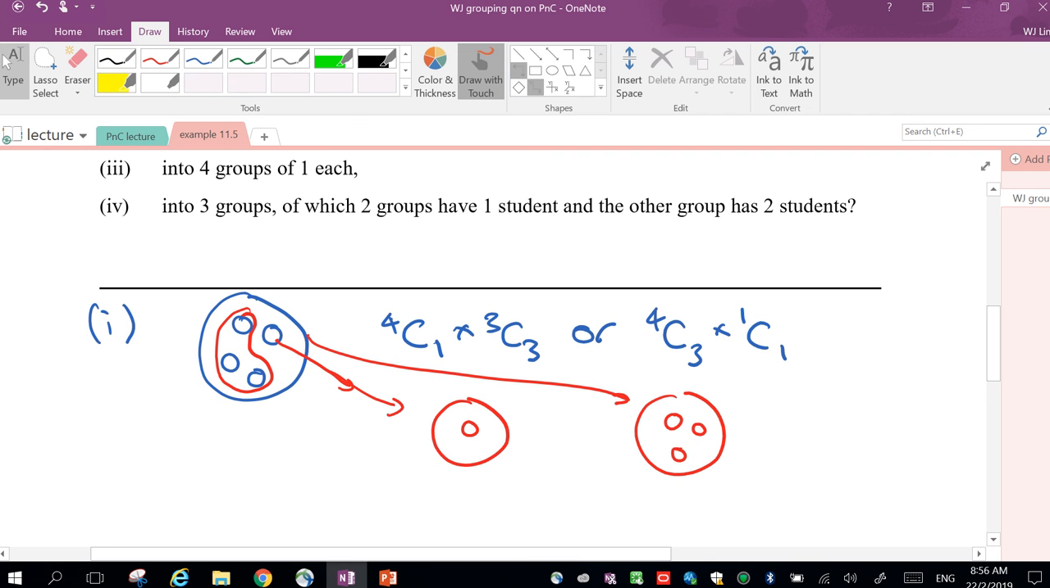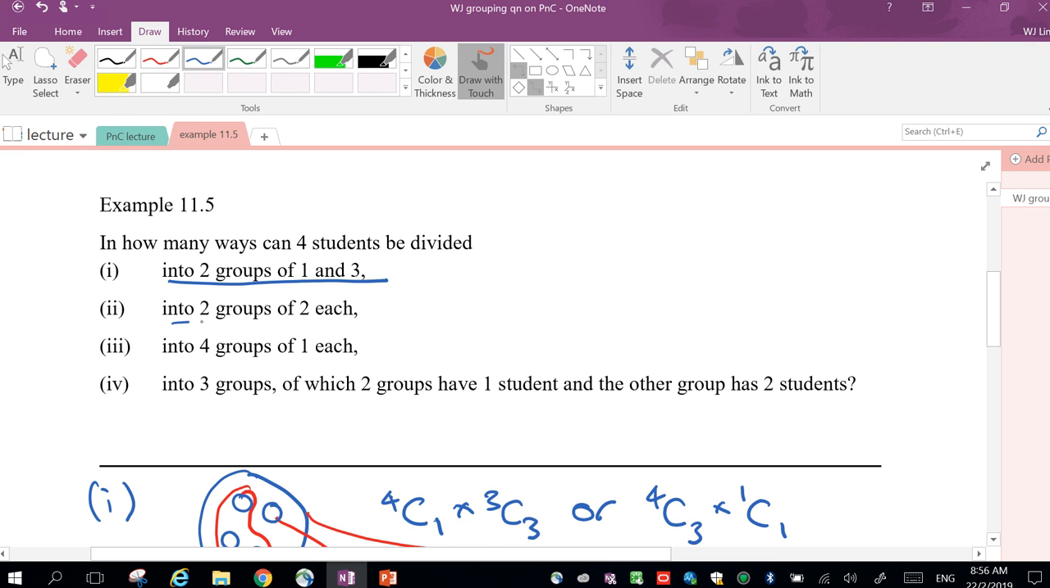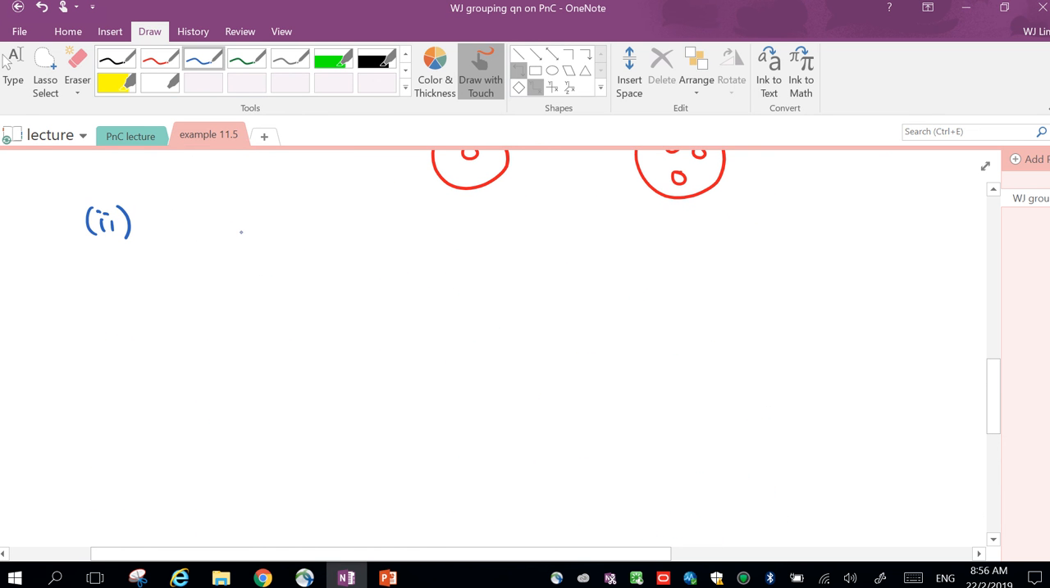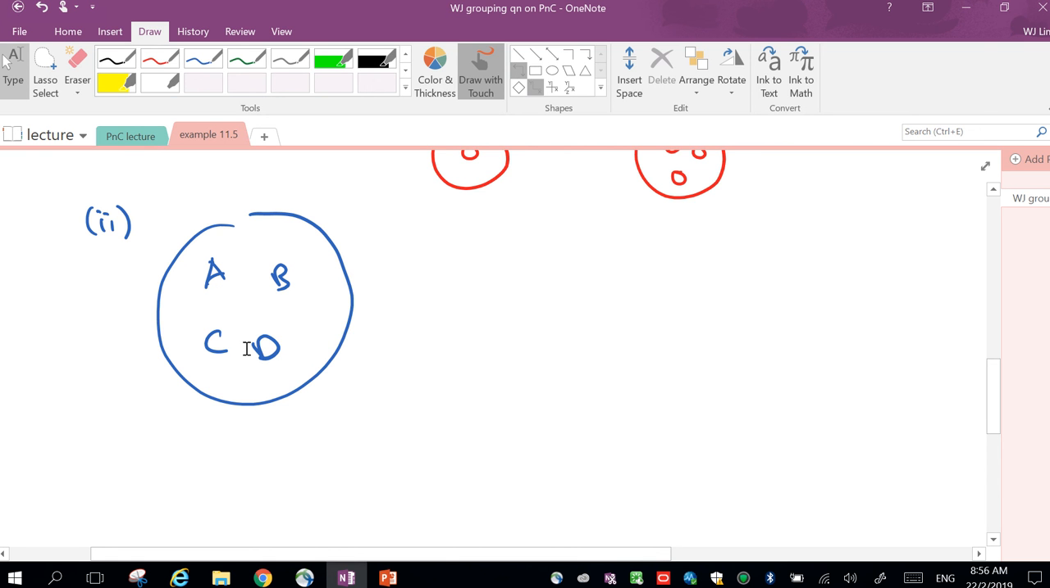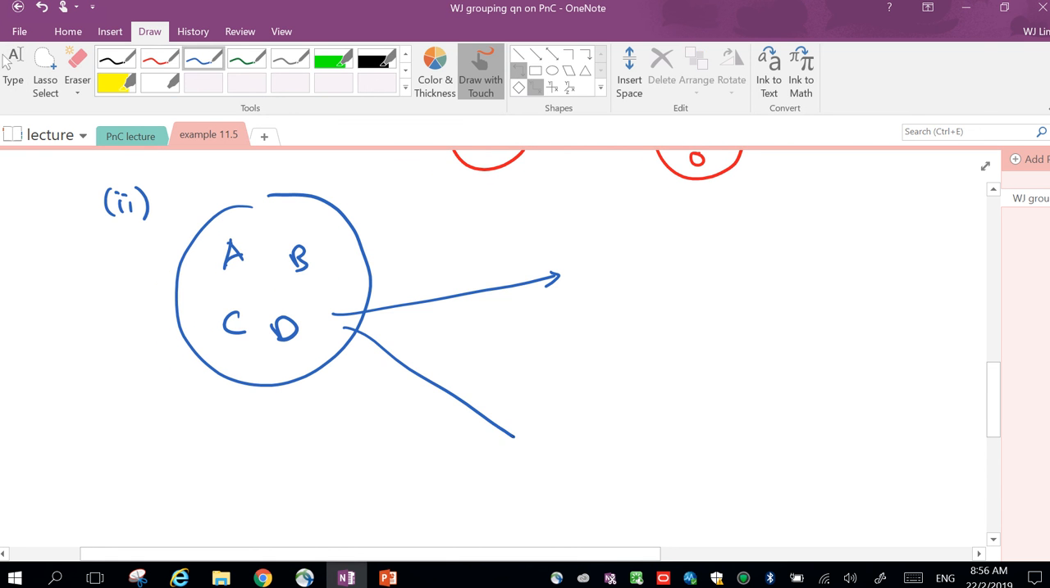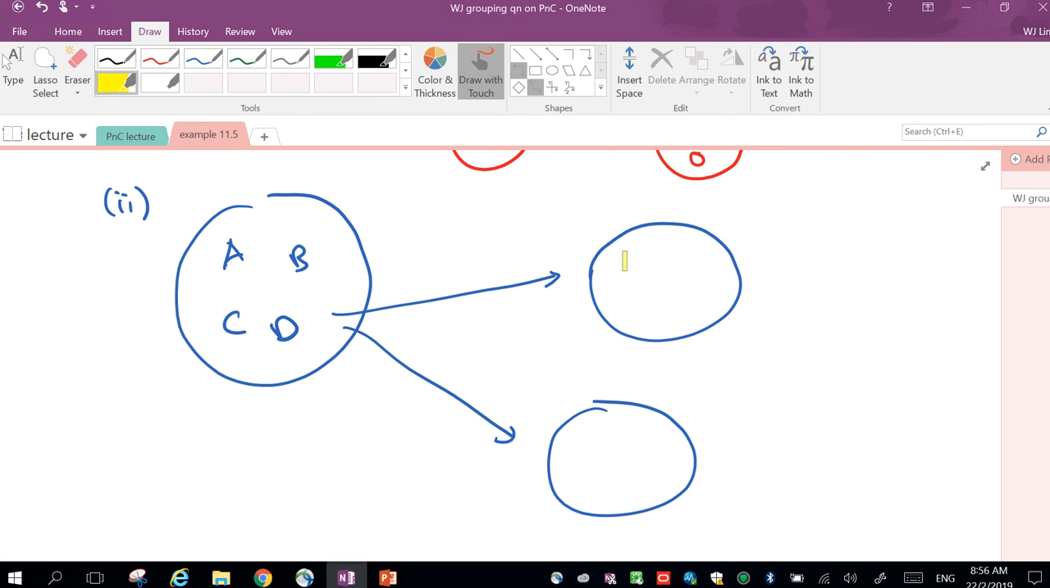Okay, part 2. For part 2, two groups of 2 each. This is the problematic one. Let me give you an example. 4 persons, A, B, C, D. I need to split them into 2 groups. One group, 2 groups. I highlight the groups as yellow group. This is also a yellow group. Okay, the groups are identical, right? Correct?